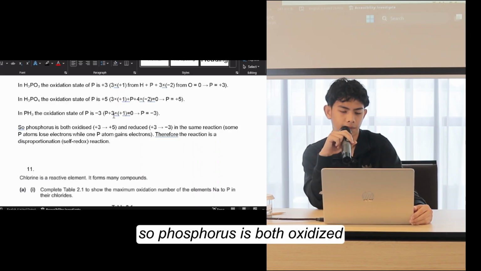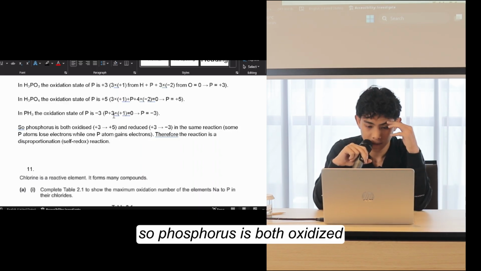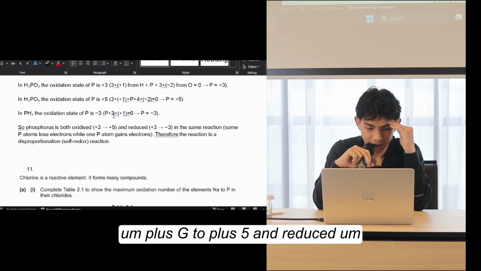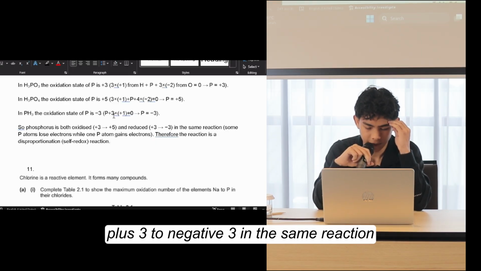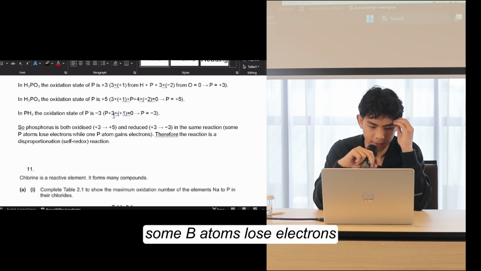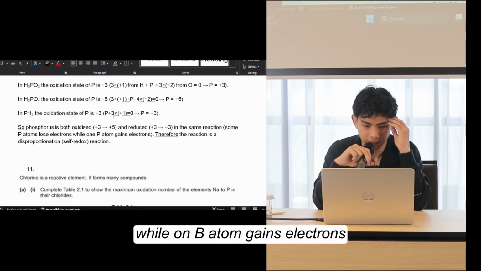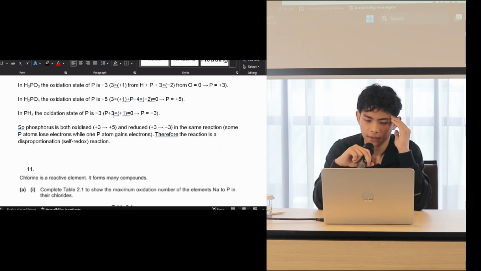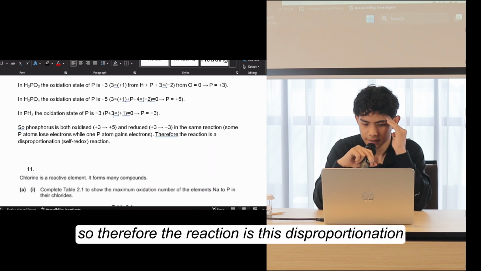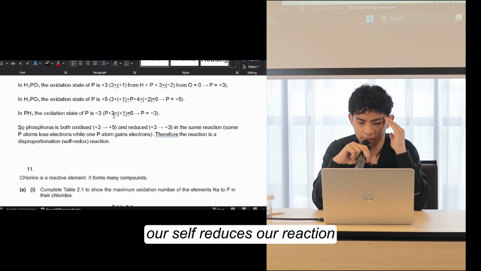So phosphorus is both oxidized, from plus 3 to plus 5, and reduced, from plus 3 to negative 3, in the same reaction. Some P atoms lose electrons while other P atoms gain electrons. Therefore, the reaction is a disproportionation, a self-redox reaction.